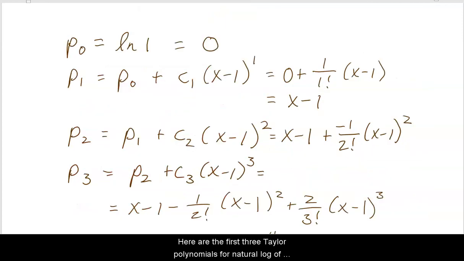Here are the first 3 Taylor polynomials for natural log of x with center at x equal to 1, or a equal to 1. The first, of course, is the zeroth polynomial, which is the function itself, evaluated at the center, which is, of course, 0. This is just, again, the x-axis.